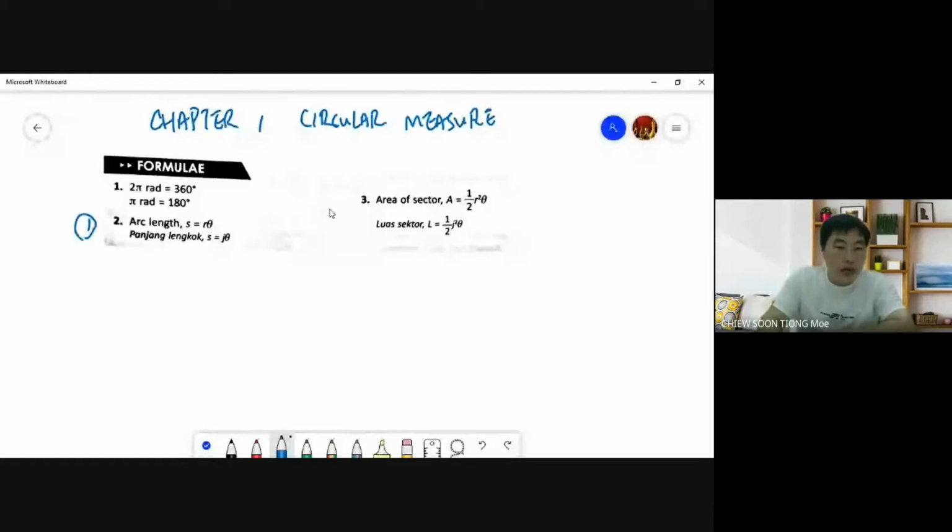One is number 2. This one is just for information. Okay, but the first thing you have to understand is how to change. Normally it's from degree to radian, and from radian to degree. You have to know how to change it. Just for example, 360 degree, how to change to 2 pi radian?